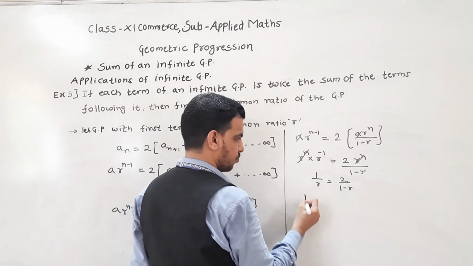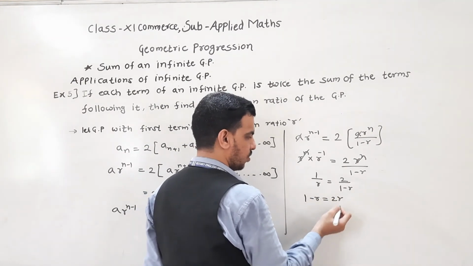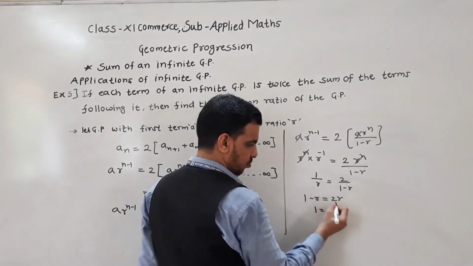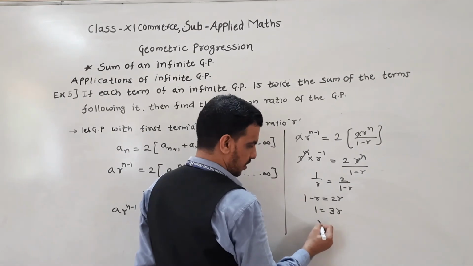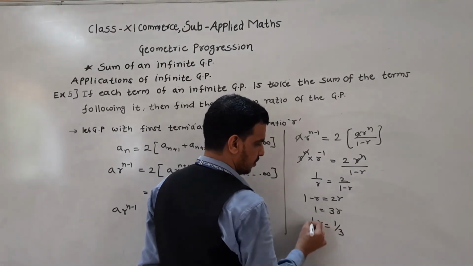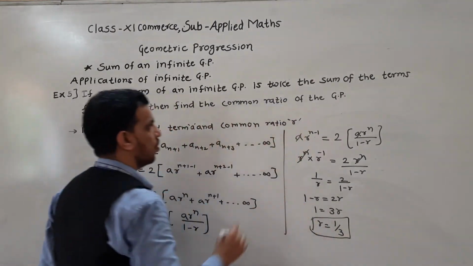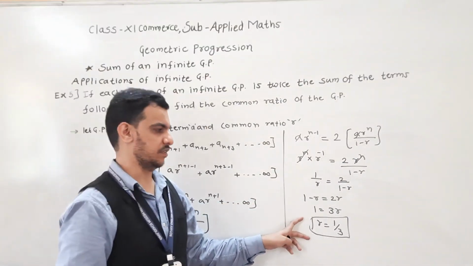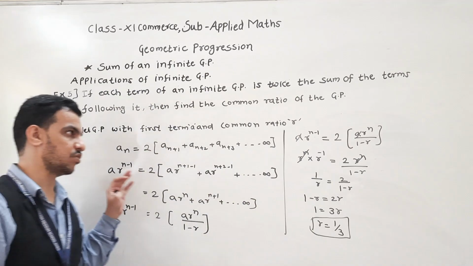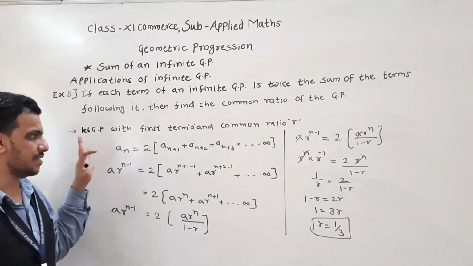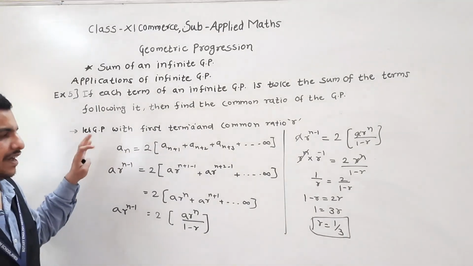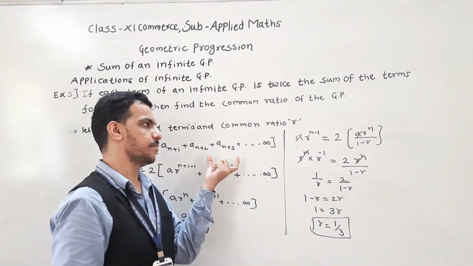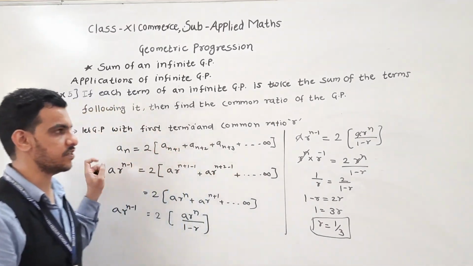Cross multiply this, so 1 minus r is equal to 2r. So 1 is equal to 3r. So r is equal to 1 by 3. So the common ratio of this geometric progression is 1 by 3. Okay, understand this. For more practice, solve examples from the given worksheet, and in the next video we will start the next point, that is the properties of GP.